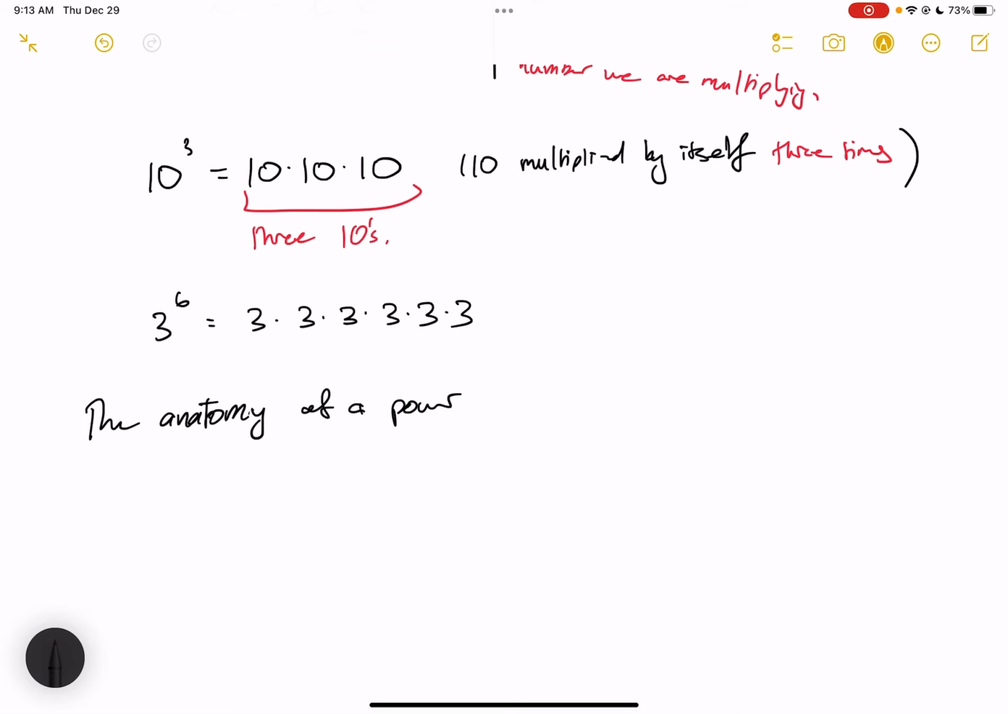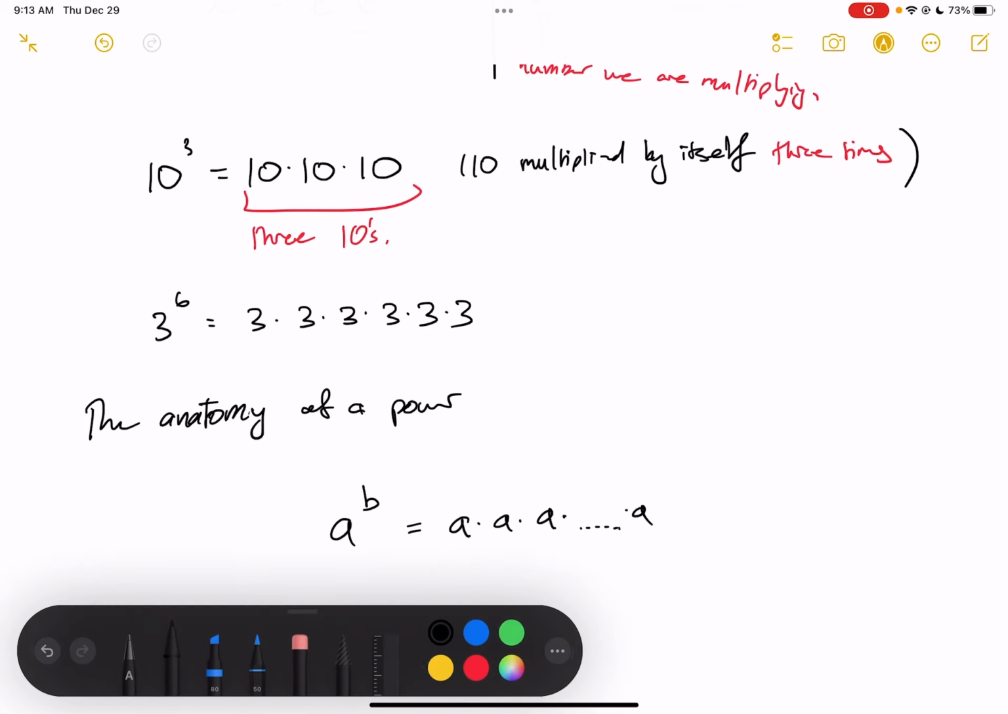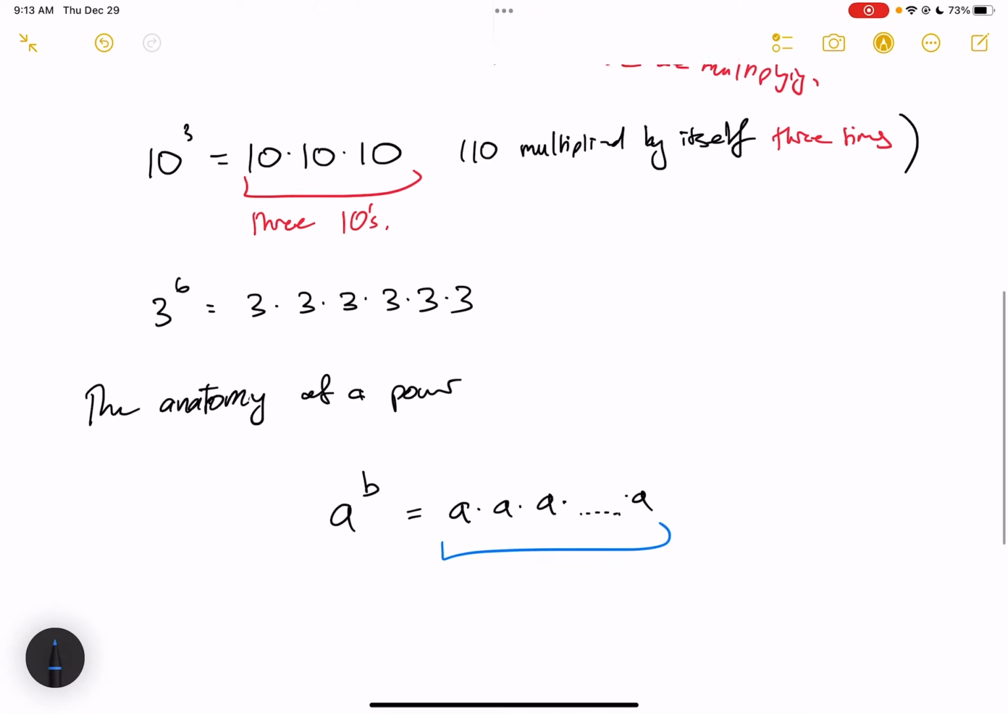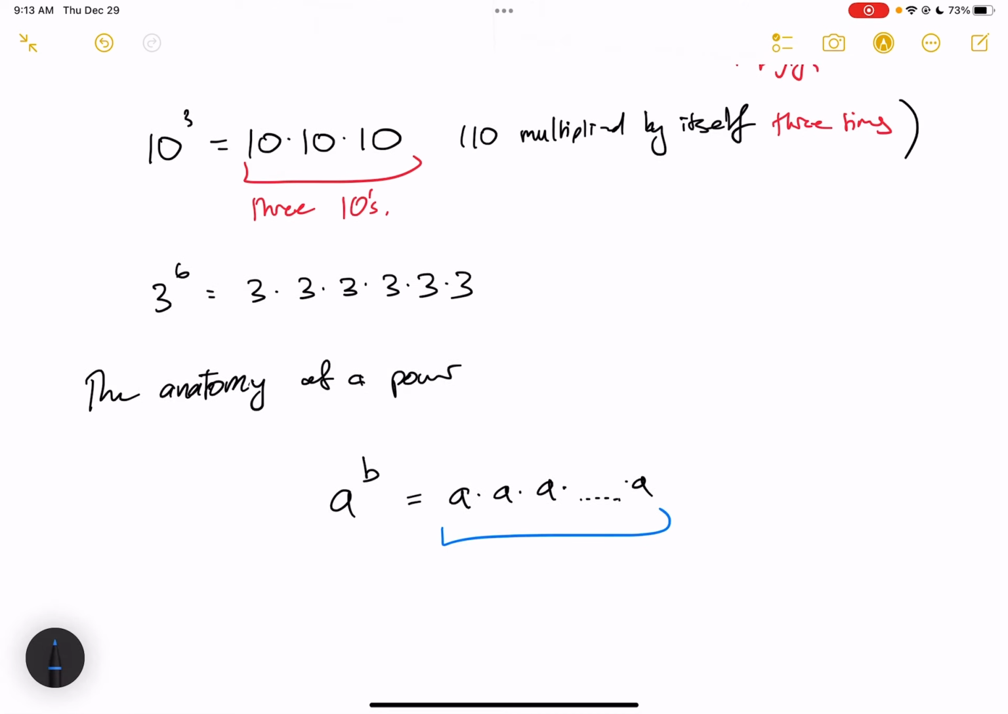By definition, the entire thing here, if I were to say a to the power of b, the entire thing is the power. And the way we represent it is going to be a times a times a, and so on and so forth, times a. So in this way, it is in such a way that a occurs b number of times.